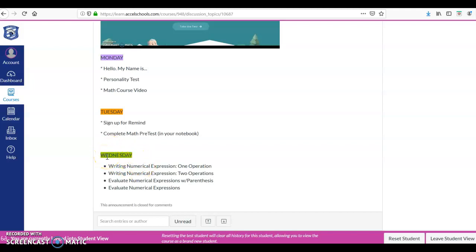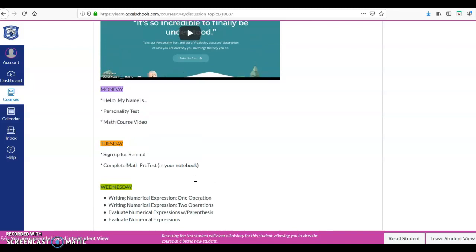So for 5th grade, you guys are completing 4 different items. So you have writing numerical expressions, 1 operation, as well as writing numerical expressions, 2 operations, evaluate numerical expressions with parentheses, and then evaluate numerical expressions. So these are the 4 items that you are assigned to complete today.